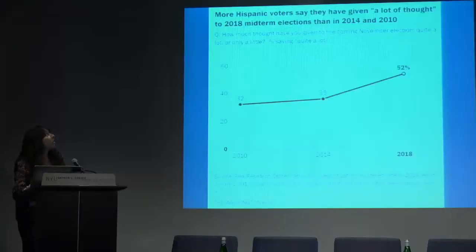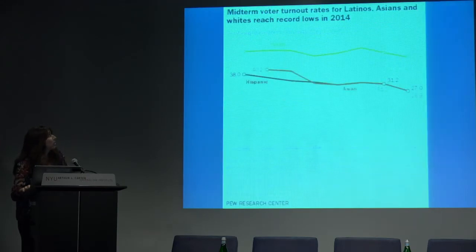This is some Pew data and Washington Post data from today, right? More Hispanic voters say they've given a lot of thought to the 2018 midterm election, so we're seeing higher levels of interest among Latino voters. It'll be interesting to see how that plays out. This is just looking at the turnout rates in 2014. People have already shown this, that it dropped dramatically among particular populations.